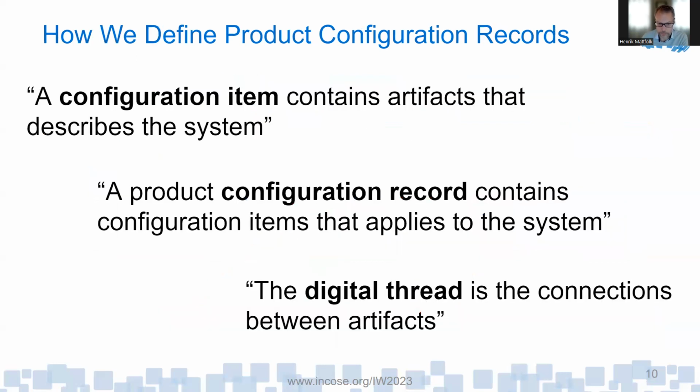And so to summarize that, a configuration item contains artifacts that describe the system. A product configuration record contains configuration items that apply to the system, and the digital thread is the connection between the artifacts.